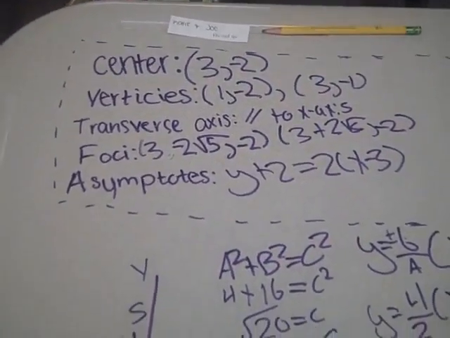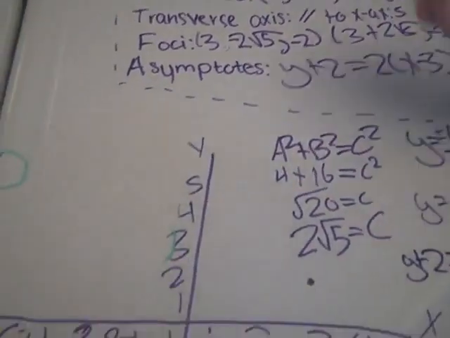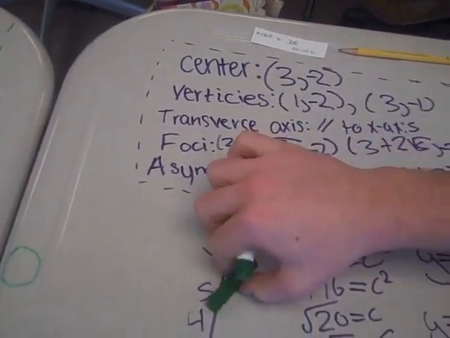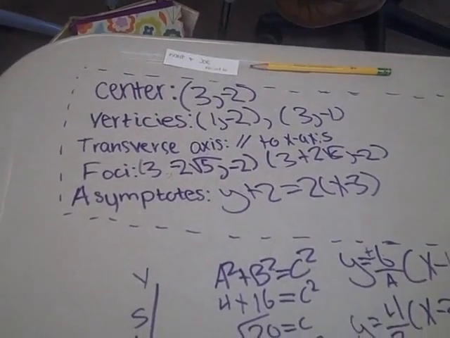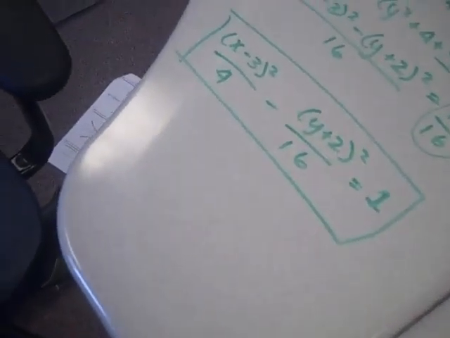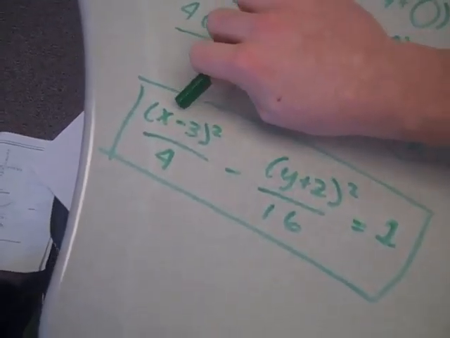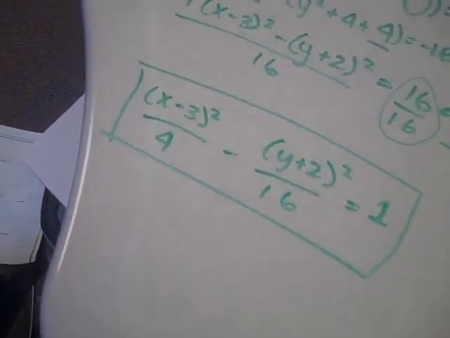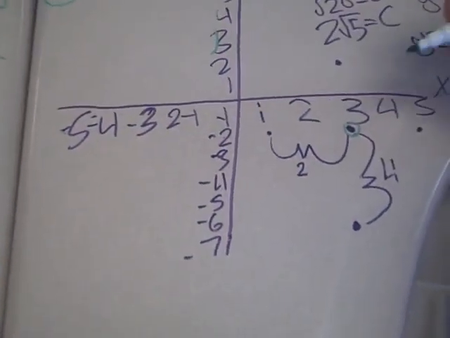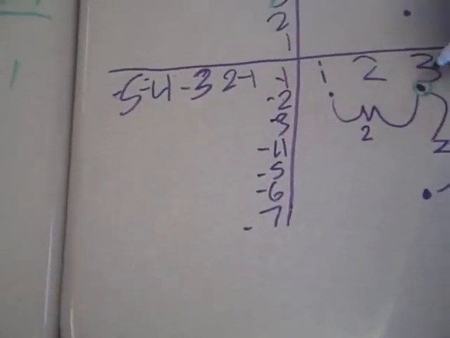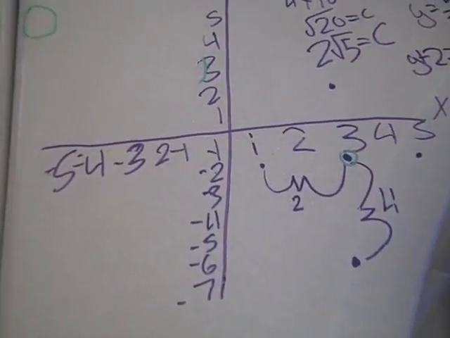alright. So now we have to solve for the center, the vertices, the transverse axis, the foci, and the asymptotes. Since we already have the equation, we already have the center, which is this x and y. And so x negative 3 becomes positive since you're graphing. So 3 and 2, so negative 2. So here's our center at 3, negative 2.